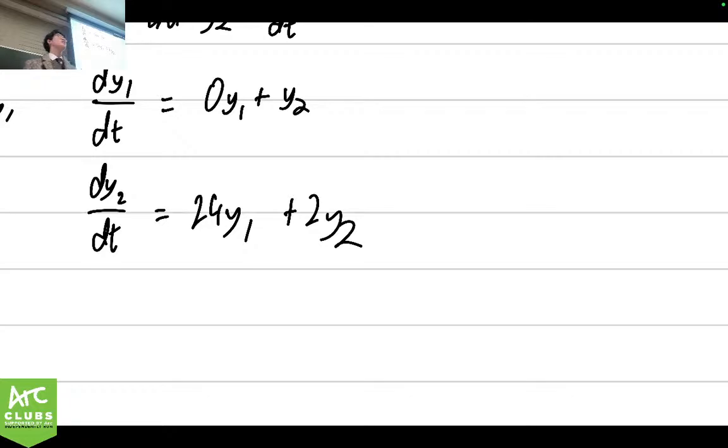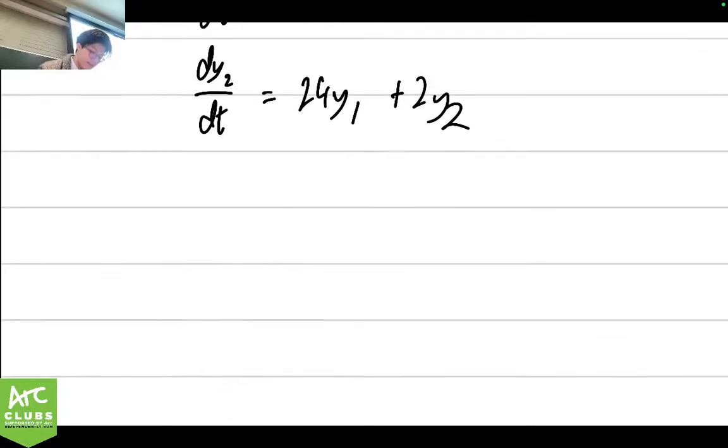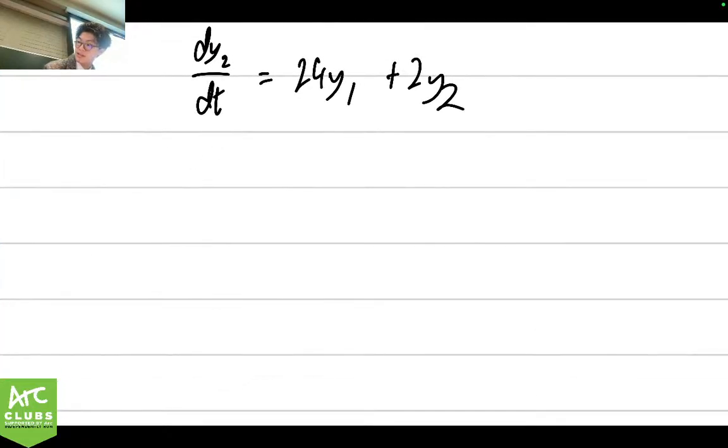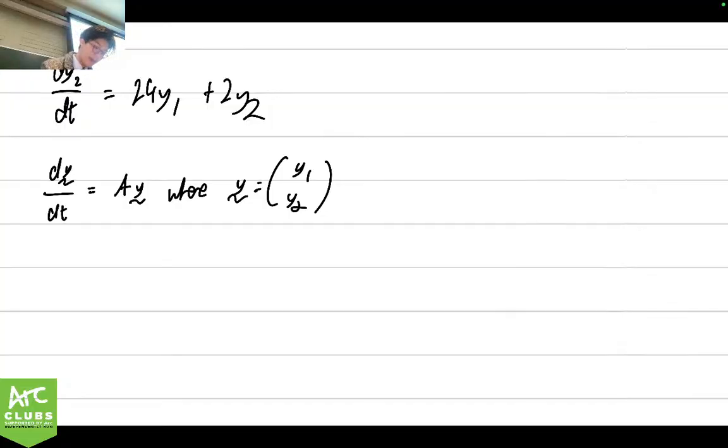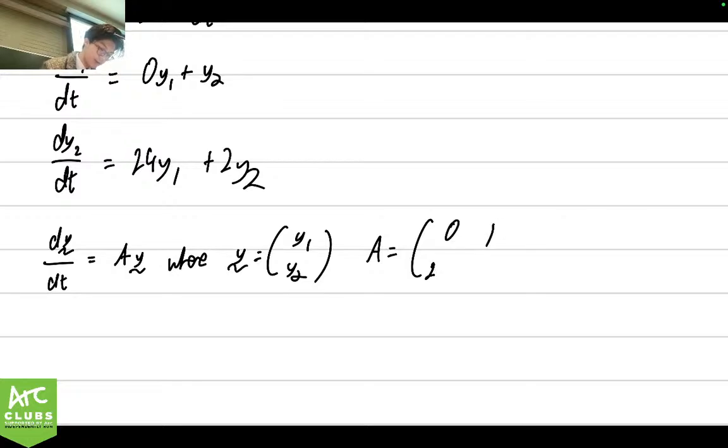Now all we have here is our first order system. We can write this system as dy/dt equals Ay, where y is just y1, y2. So now we're going to solve for y1 and y2 to get the solution of the differential equation, right? And then we'll have A as our coefficient matrix, which would now just be 0, 1, 24, 2. So now we just have the same thing as the first question, just with different values.